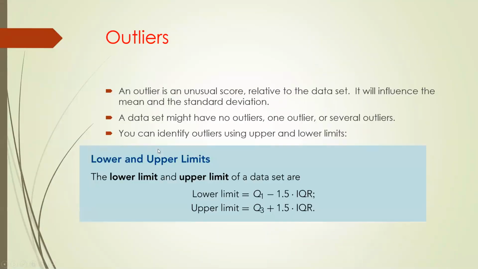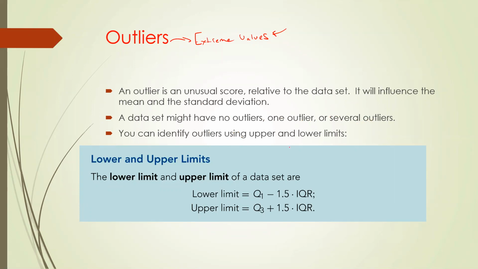Okay, so now what we want to talk about is outliers, and specifically outliers and how they relate to the 5-number summary and box plot. What an outlier is, it's an unusual score relative to the data set, and it's going to influence the value of the mean and standard deviation. So outliers are extreme values in a data set. Unusual or extreme values. A data set might have no outliers, one outlier, or several outliers.